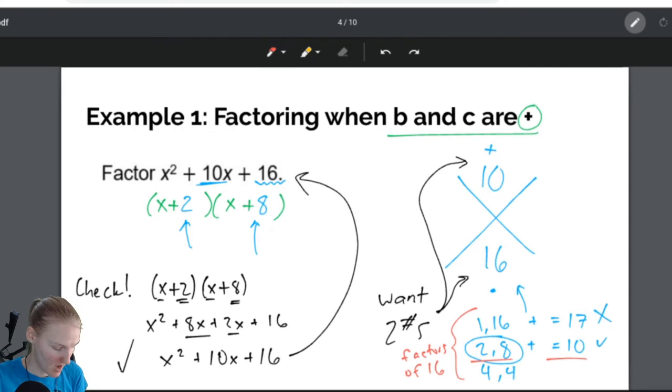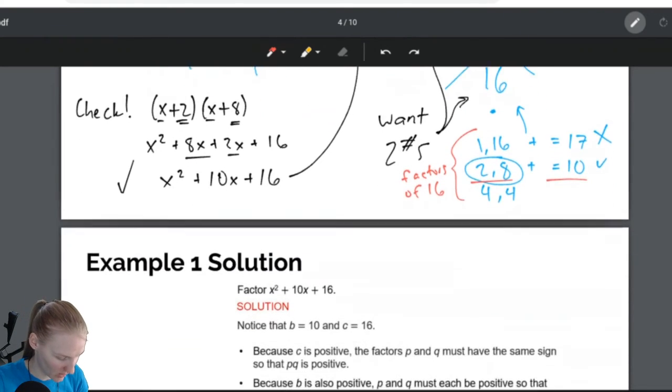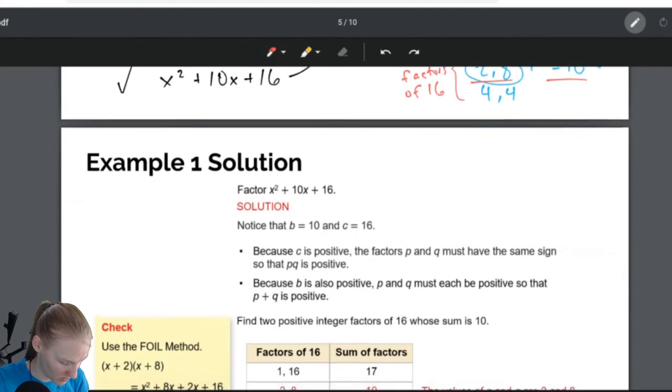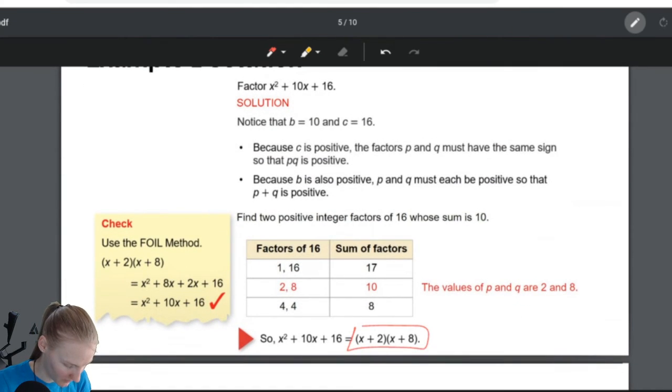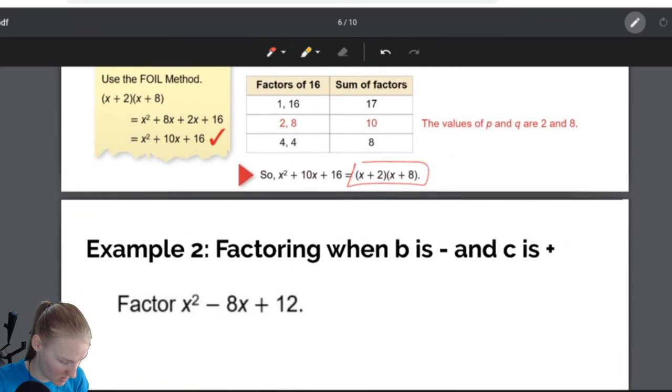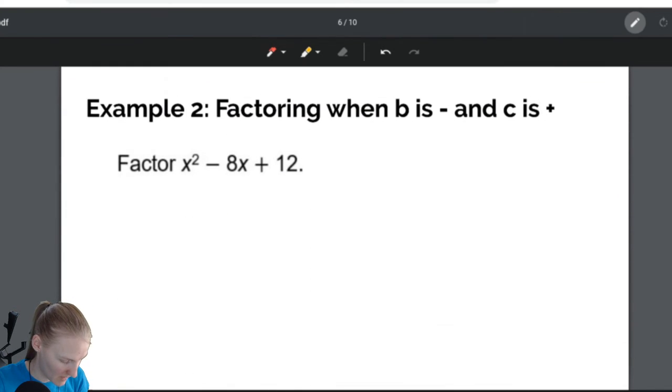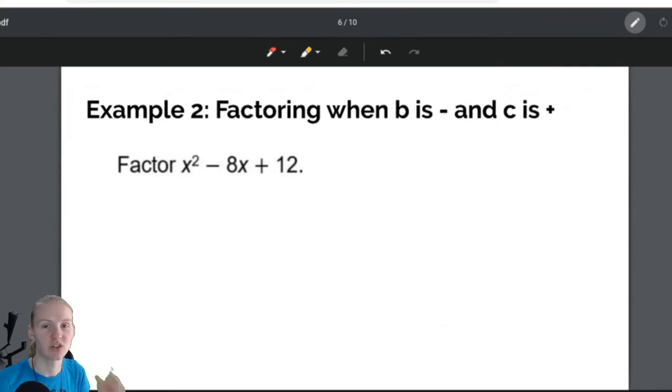Beautiful. Awesome. If that is still confusing, don't worry. We're going to do another example. First, let's check our answer. Yep, beautiful. X plus 2, x plus 8. Awesome. Okay. Our next example is a tiny bit different.